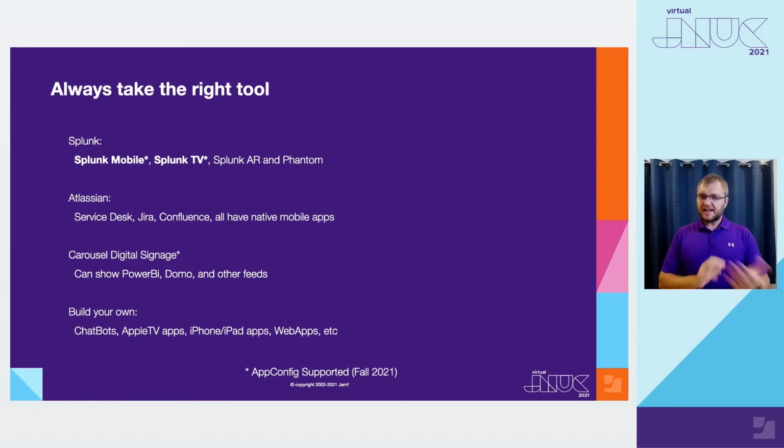Other ones, Atlassian, Service Desk, Jira, and Confluence all have native mobile apps. They're actually also the first native mobile apps that were able to use the Mac as well. So you have the same exact experience on an iOS device as you have on a macOS device. So why not buy the cheaper device? You can get an iPad for $500 instead of a MacBook Pro for $1,100.